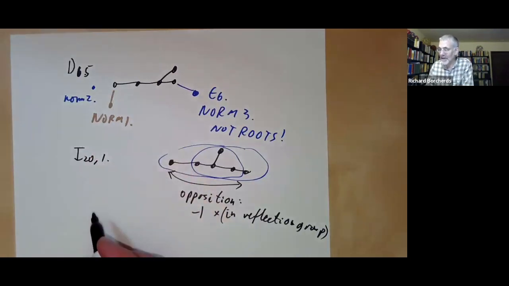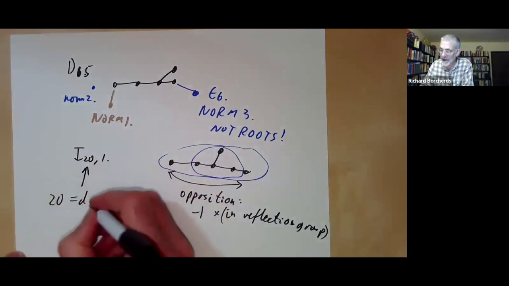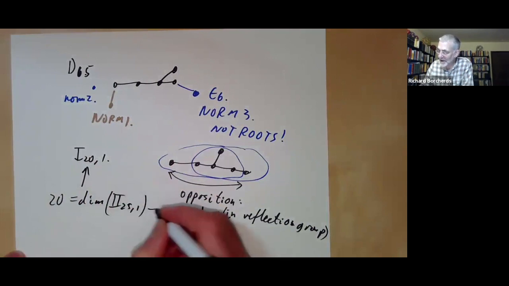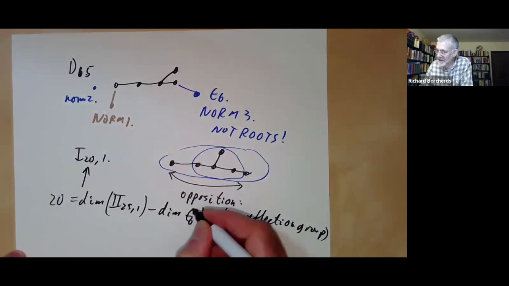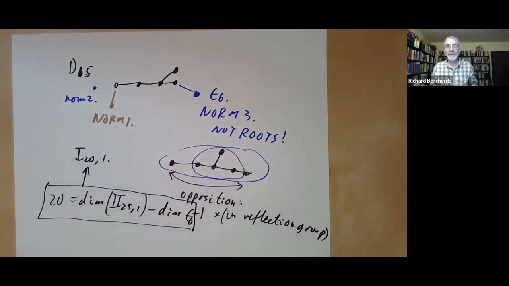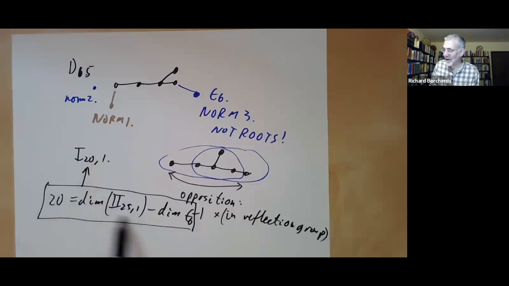So what's special about this? Well, the reason why we get 20 here is 20 is equal to the dimension of II25,1 minus the dimension of E6. So this is an alternative explanation of why Vinberg's algorithm suddenly gives you infinite diagrams when you're looking at 20-dimensional hyperbolic space. It's to do with the dimension of E6 and the dimension of Conway's lattice.